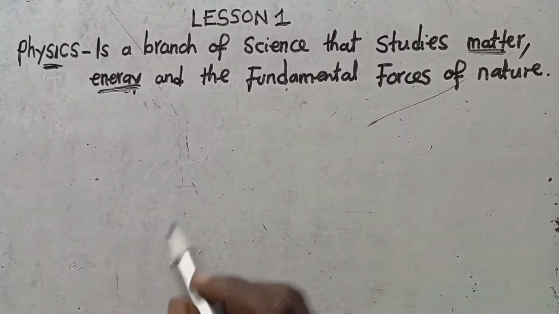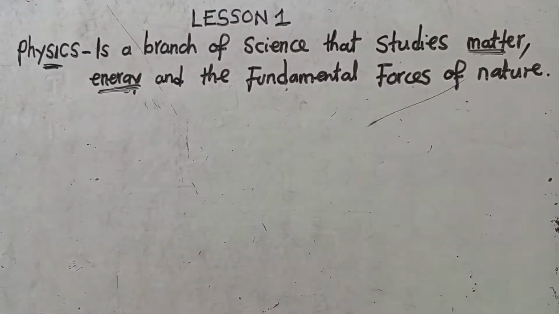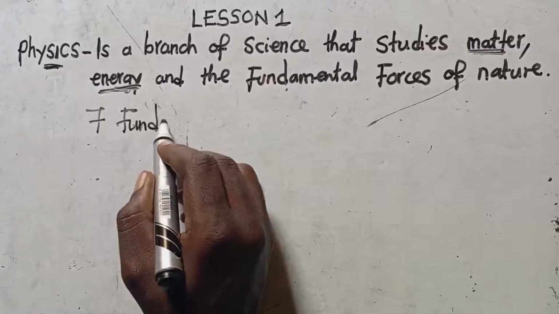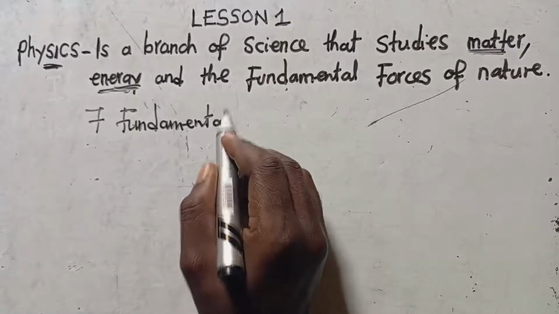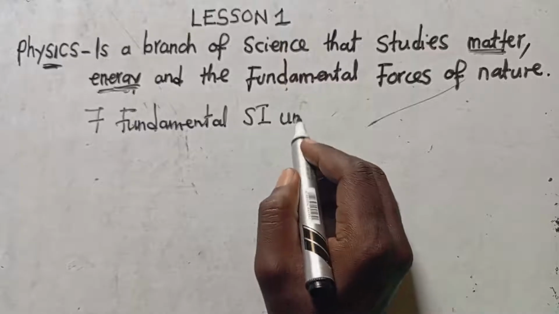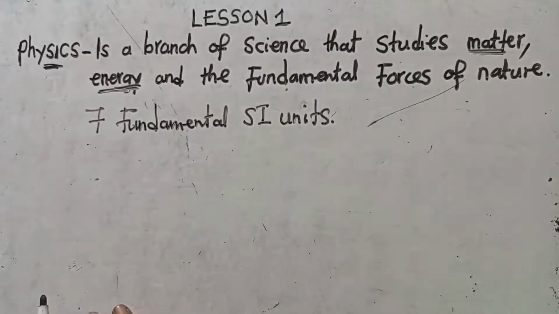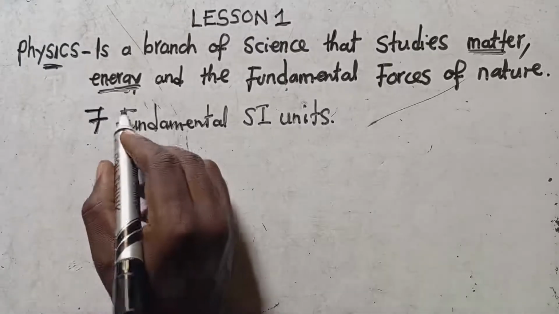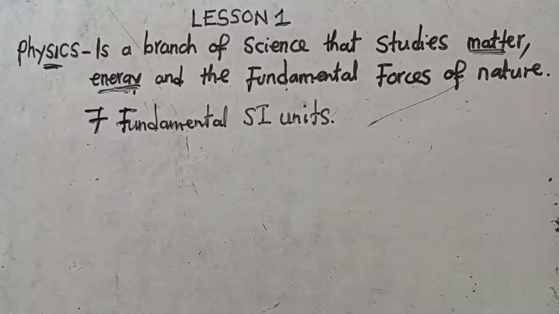Whenever we are talking about physics, before we go any further, you need to understand what we call the 7 fundamental SI units. This is what you are supposed to understand. We call them the 7 fundamental SI units because each quantity that you are given in physics has its own specific SI unit.